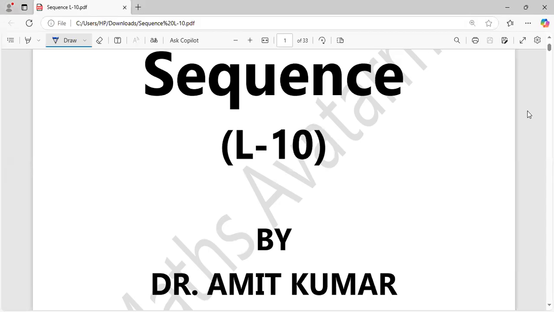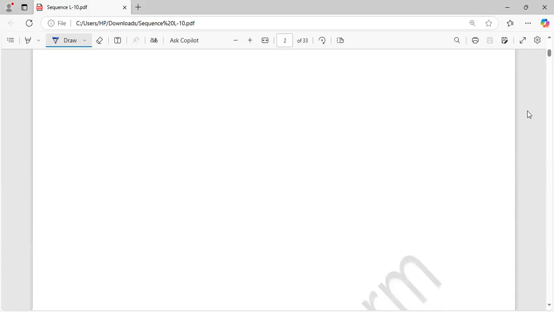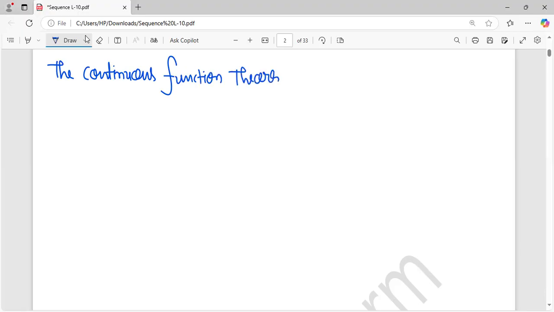So, today we are going to see the 10th lecture on sequences. Today we will study the continuous function theorem for sequences. So, what is the continuous function theorem for sequences?